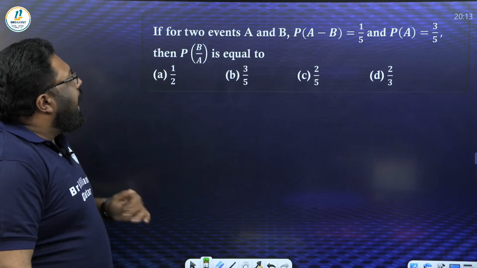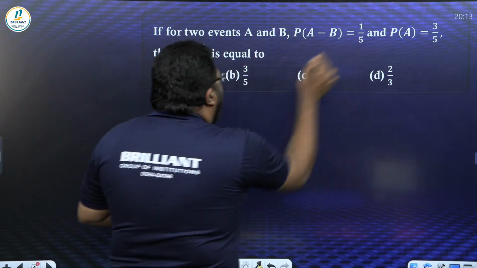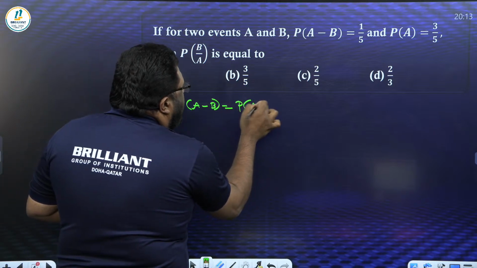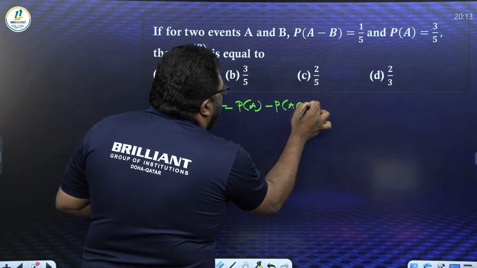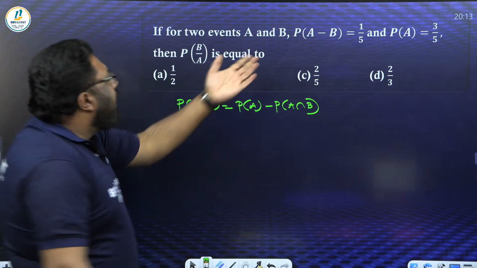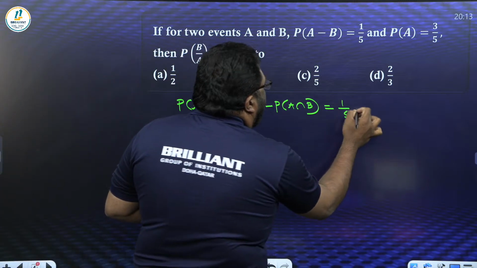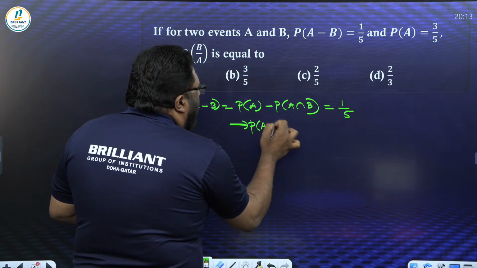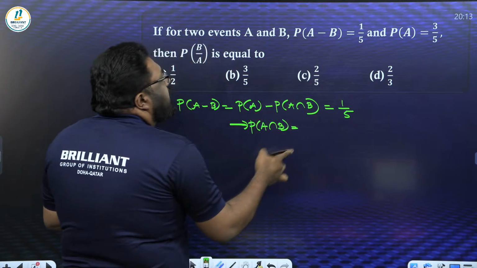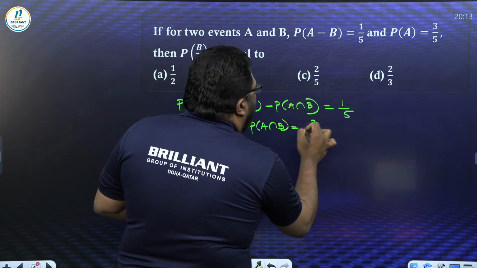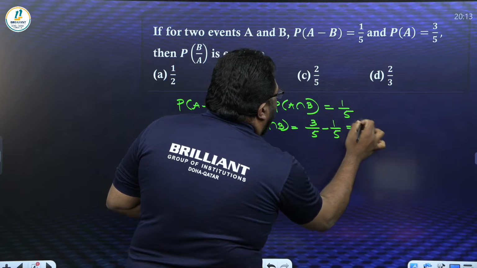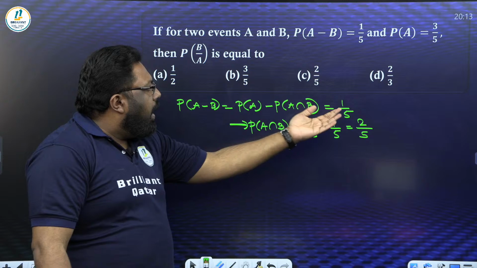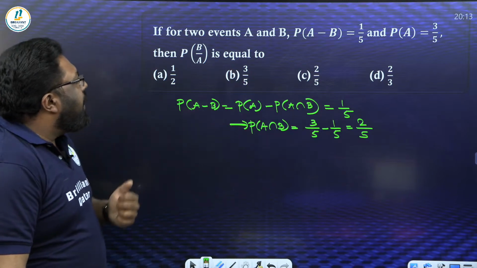If two events A and B are given, P of A minus B. Once again, learn what A minus B is. P of A minus B is P of A minus P of A intersection B. This value is given to me as 1 by 5, and I know P of A. From this, P of A intersection B is P of A, 3 by 5, minus 1 by 5, which is 2 by 5.